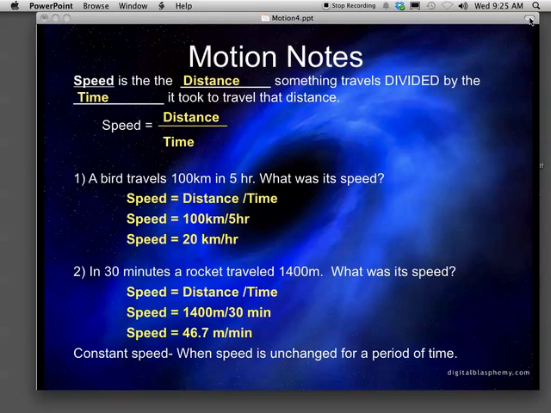Now, when we calculate this, what we're calculating really is what we call the average speed, because obviously a rocket doesn't begin immediately traveling at 46.7 meters per minute. It takes time for it to go from a stop to that speed. And so that's called the average speed.